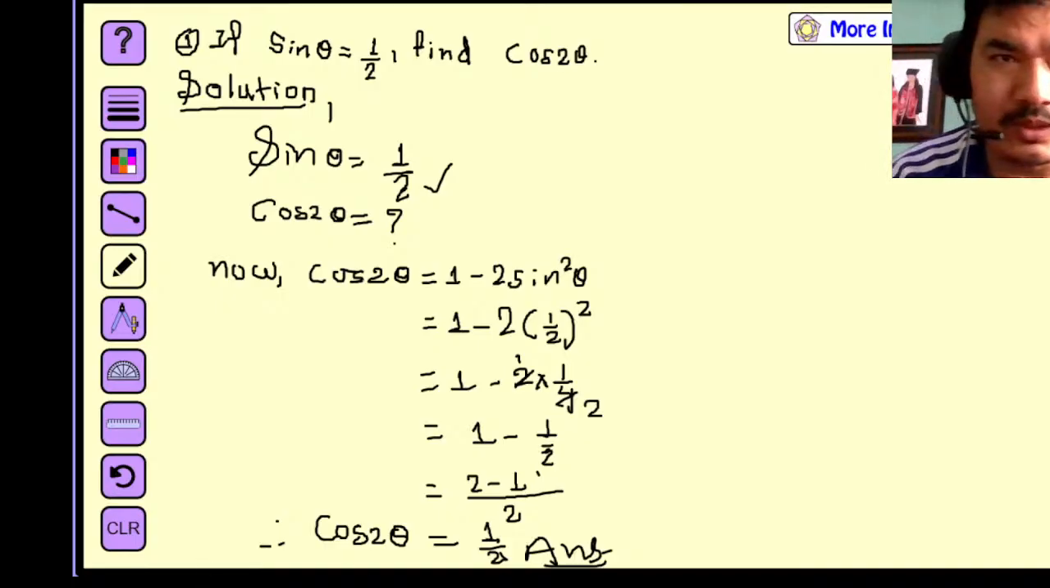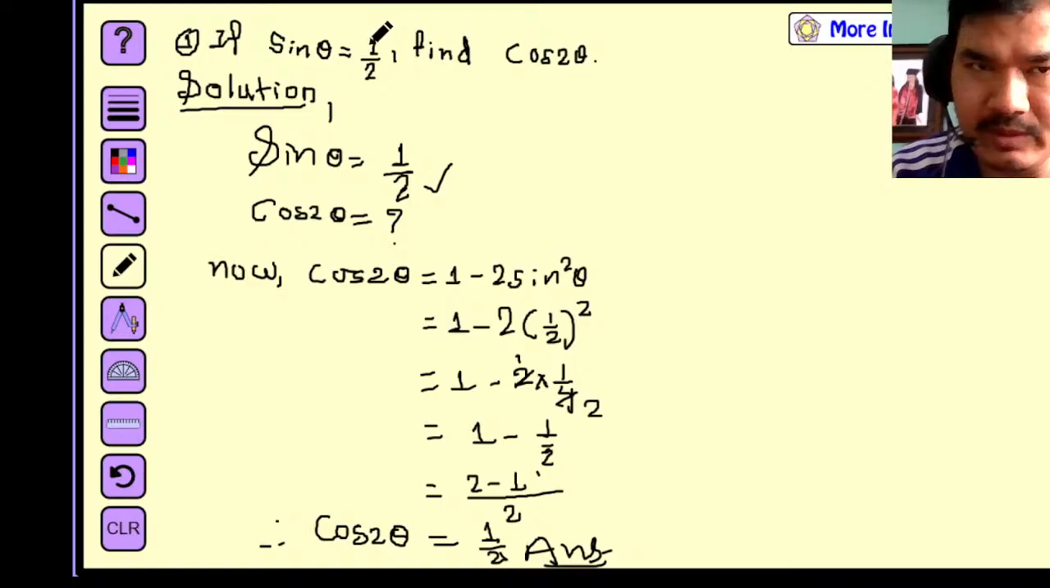I hope you understood this question, okay? Sin theta value is given as 1 by 2, and it is asked to find cos 2 theta. That's why we use the formula for cos 2 theta in terms of sin theta. It is 1 minus 2 sin square theta. Then in place of sin theta, we put 1 by 2. Its square, that's why we have to put the square.